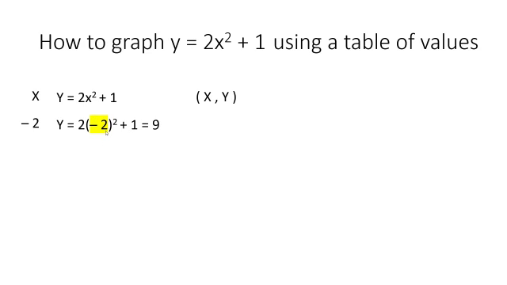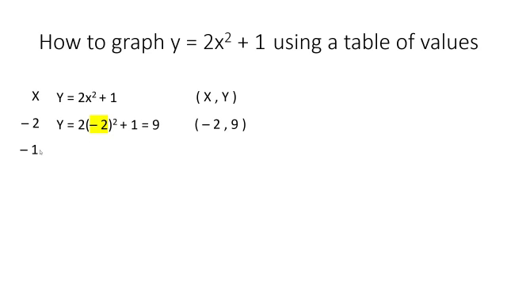So -2 all squared is the same as -2 times -2, which is 4. 4 times 2 is 8. 8 plus 1 is 9. And therefore you have the quantity of -2 comma 9 as your xy coordinate pair.